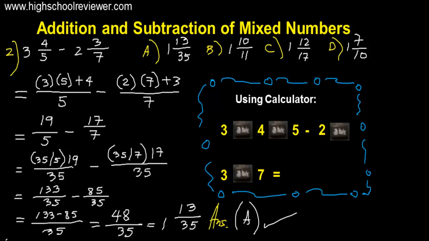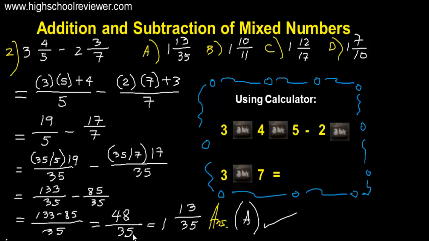For our problem number 2, we have the given 3 and 4/5 minus 2 and 3/7. We have the choices, the same steps. First, convert the mixed numbers to improper fractions. And we have here improper fractions. We can then proceed to subtracting improper fractions. So find the lowest common denominator of 5 and 7, that is 35, and then compute the numerator.